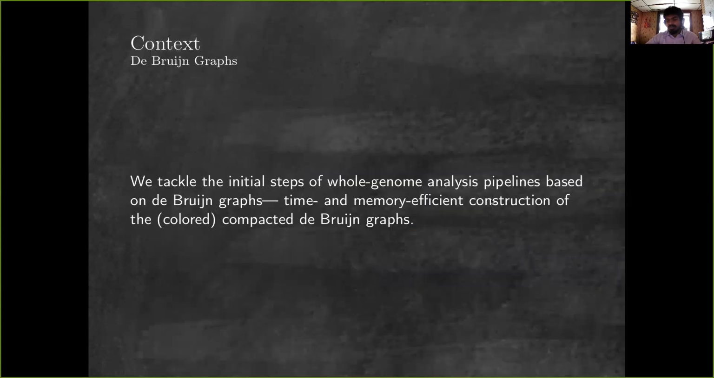In this paper, we tackle the initial steps of de Bruijn graph-based genome analysis pipelines, which are the construction of the colored and compacted de Bruijn graph for reference collections in a time and memory efficient manner.